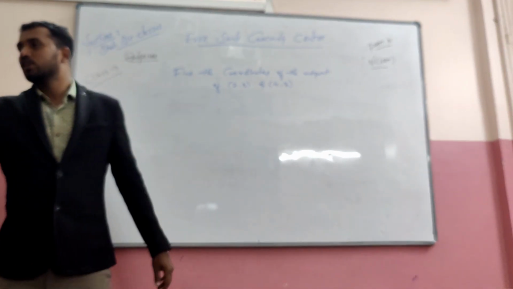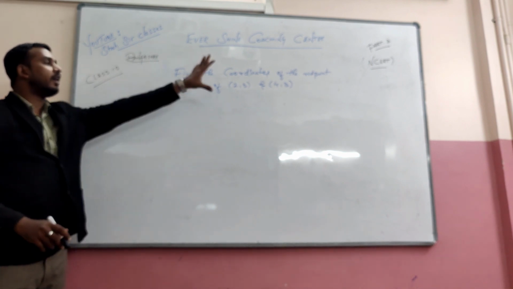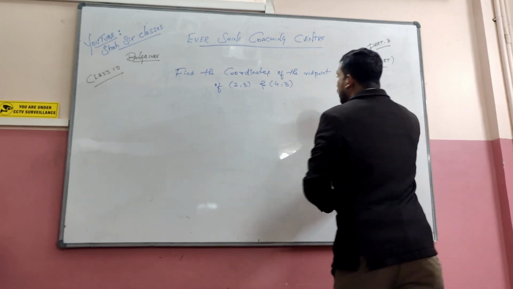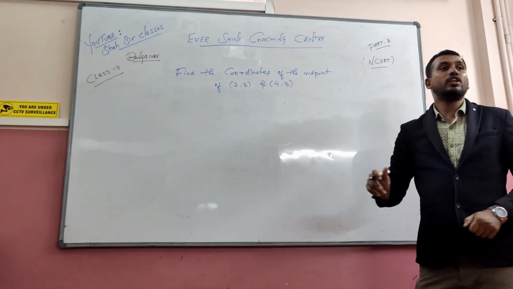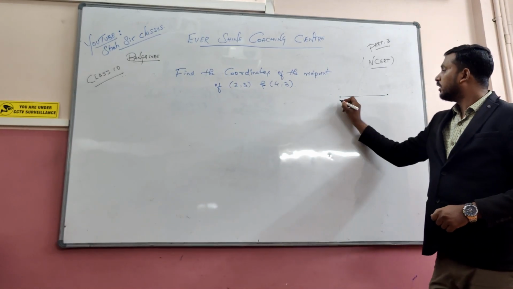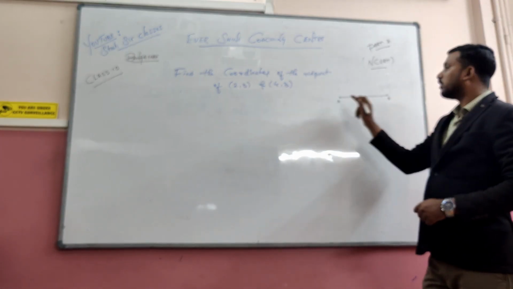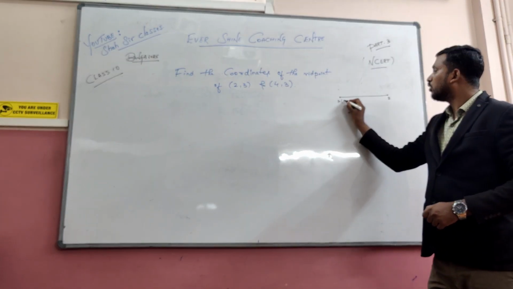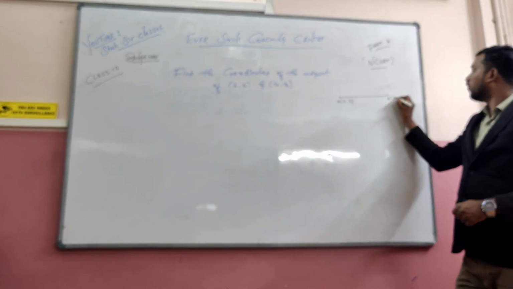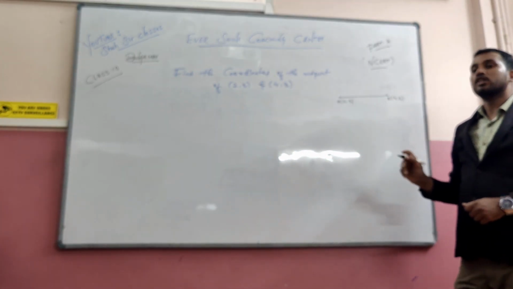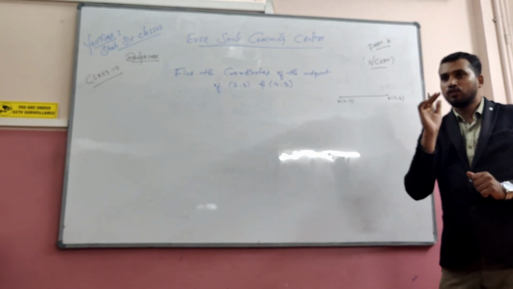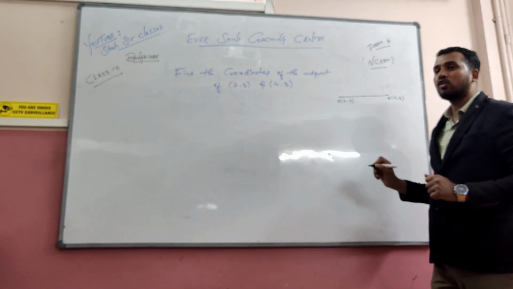See children, here the question is, we have to find the midpoint. Means what? These are the two extremes. We have a line, name it as A and B. The coordinates of A are 2, 3. Coordinates of B are 4, 3. Suppose this is an 8 centimeter line. So what is half of this? 4 centimeter. This 4 centimeter point is called the midpoint.